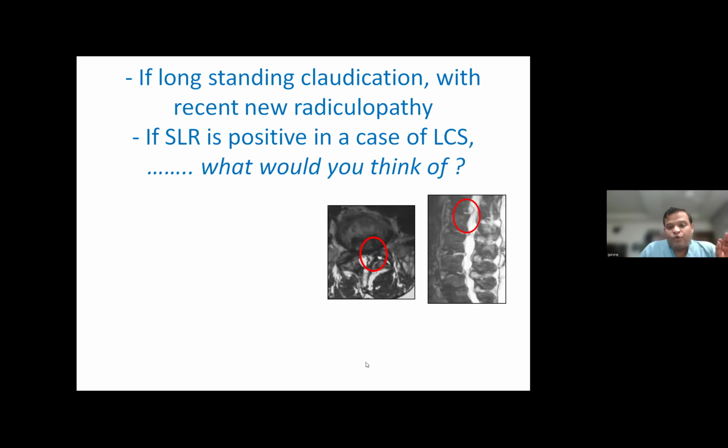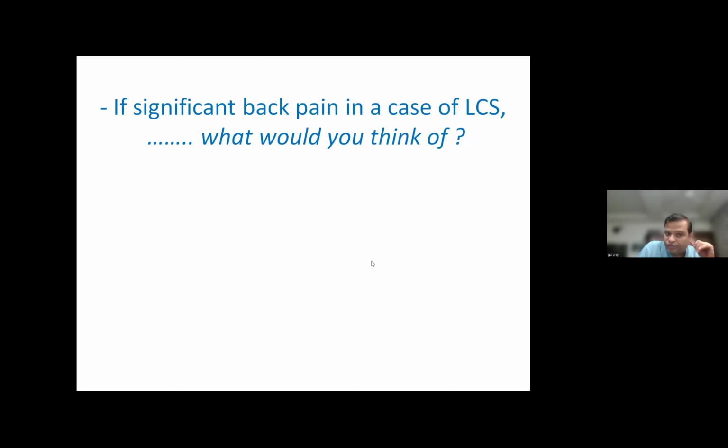If you have long-standing claudicant pain, but then suddenly patients start having rest pain or radiculopathy, what should you suspect? In lumbar canal stenosis, it could be a fresh disc herniation, which you can see here in this picture. Or you can have a facet cyst which has appeared and is causing radiculopathy. So whenever you have a newly onset radiculopathy in long-standing claudication, you have to suspect and reinvestigate. If you have an old MRI, you need to repeat the MRI and look for these pathologies.